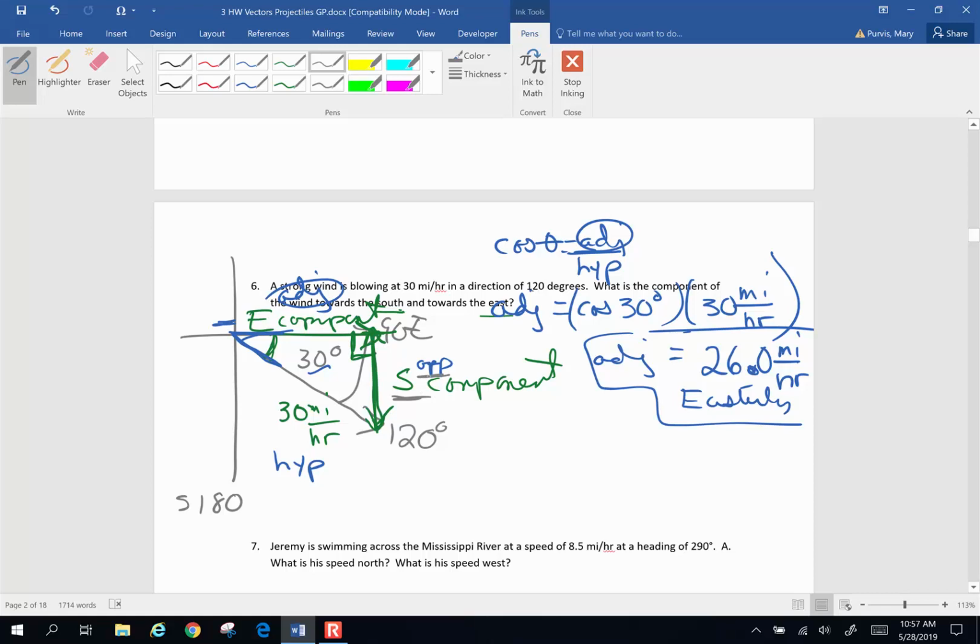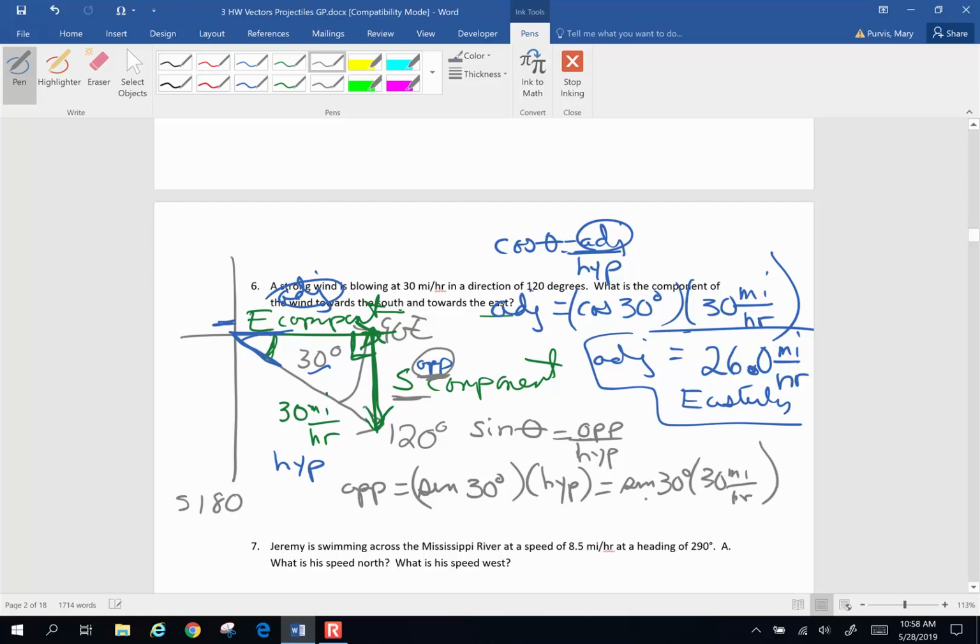That is, I'm going to use the opposite, and I know the hypotenuse, so I'm going to go back and use sine. The sine of my angle is going to be equal to the opposite over the hypotenuse. I'm going to solve for that opposite because that's the part of the triangle I want. So the opposite is going to be equal to the sine of 30 degrees times my hypotenuse. It's a little algebra action going on there. And the hypotenuse happens to be equal to the sine of 30 times 30 miles per hour.